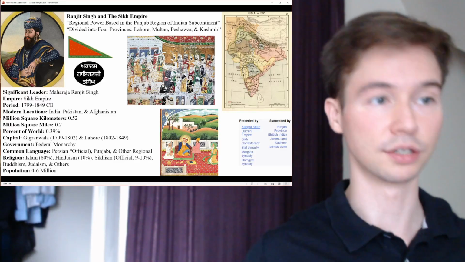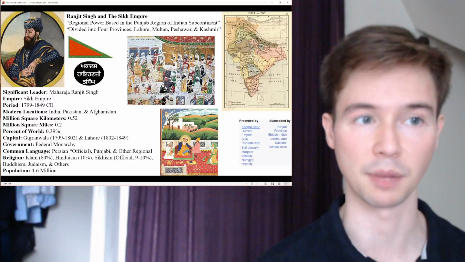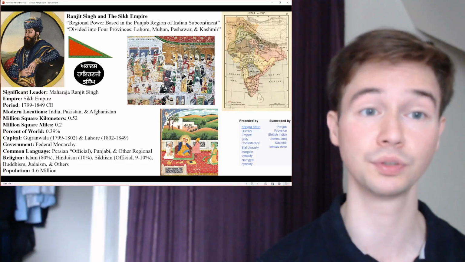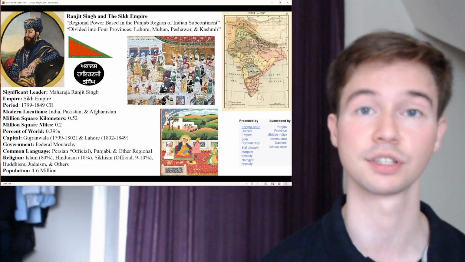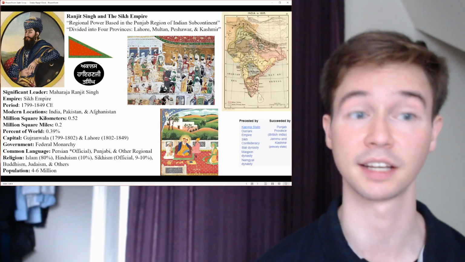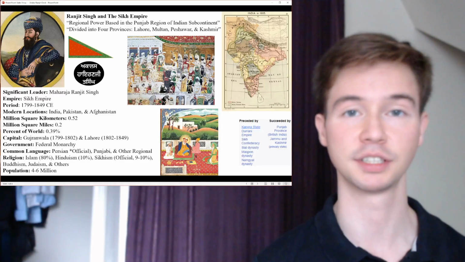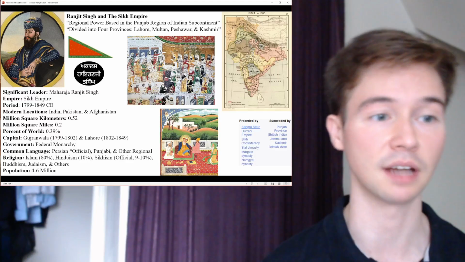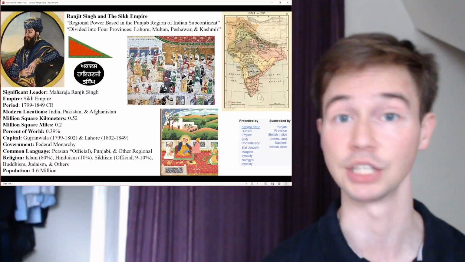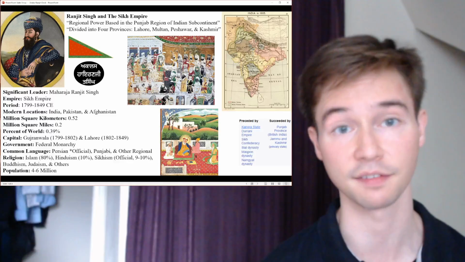So, as for the content of the slide, the title we have is Ranjit Singh and the Sikh Empire. It was a regional power based in the Punjab region of the Indian subcontinent. It was divided into 4 provinces: Lahore, Multan, Peshawar, and Kashmir. Significant leader we highlighted was Maharaja Ranjit Singh. The empire was the Sikh Empire. Period was from 1799 to 1849 CE, Common Era. Modern locations include India, Pakistan, and Afghanistan.